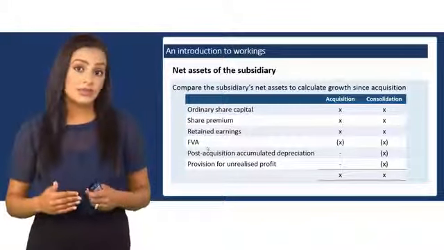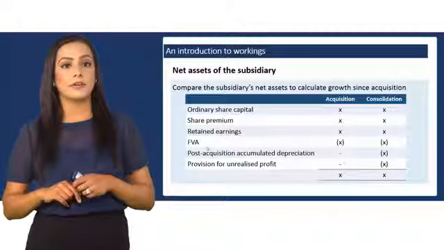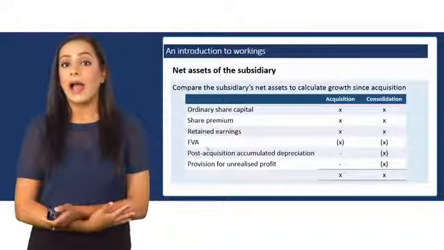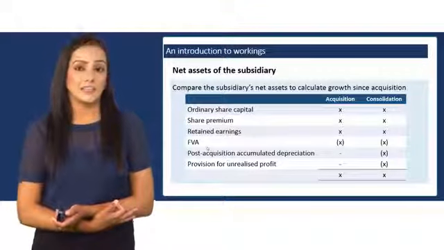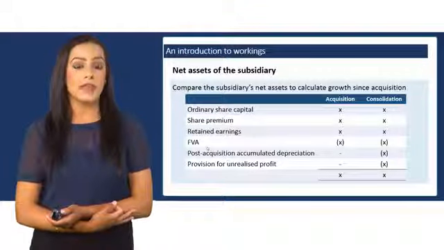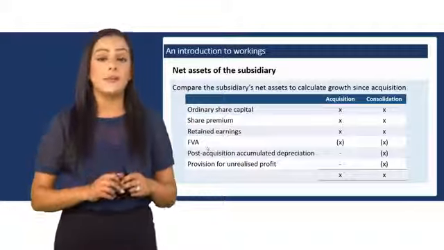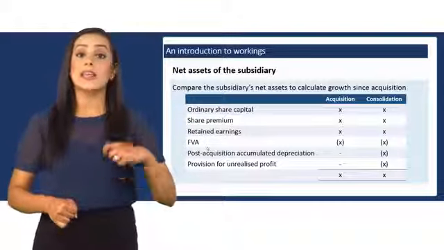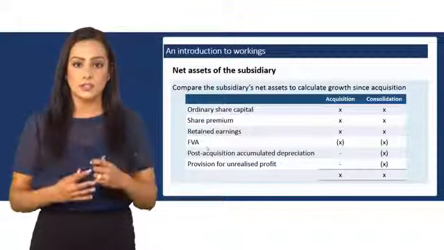If the parent has shrunk, i.e. they made losses, then again the two figures will be different. But we must be able to identify what the retained earnings are at those 2 points. The next line is FVA, which stands for fair value adjustment. This fair value adjustment is done upon consolidation, when the market value of the subsidiary's assets is different to the book value of the subsidiary's assets, so we adjust for it.